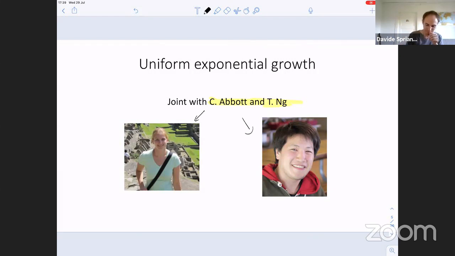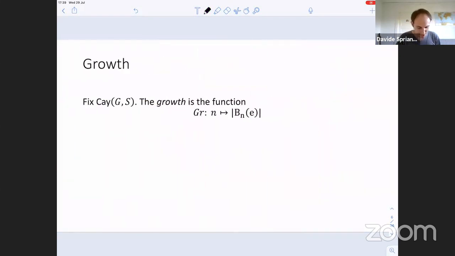Okay? Very good. So growth. What is the growth function? We have a group, and then we fix a Cayley graph. And then the growth is a function that associates to a number n the size of the ball of radius n in this particular Cayley graph.